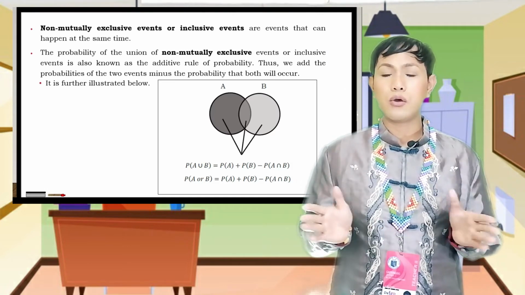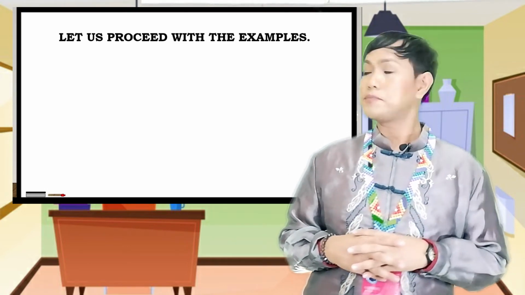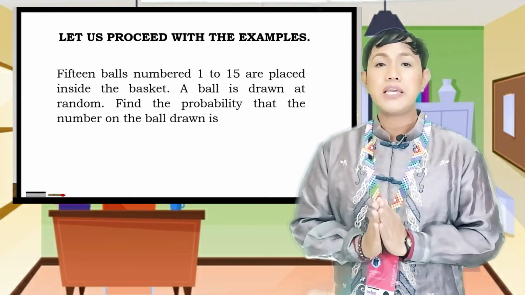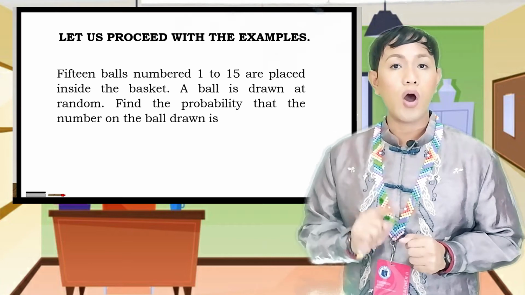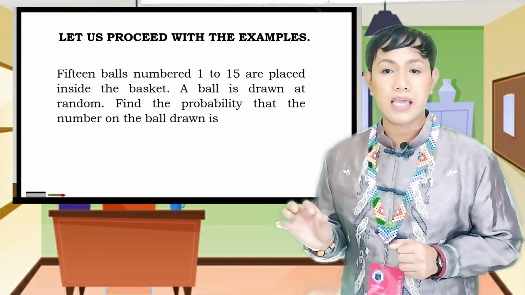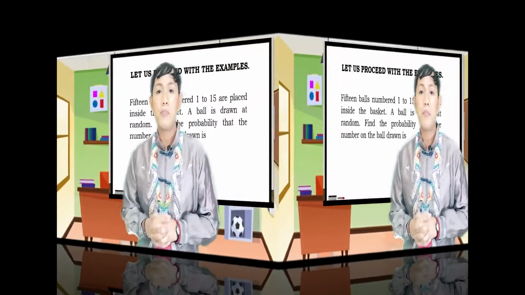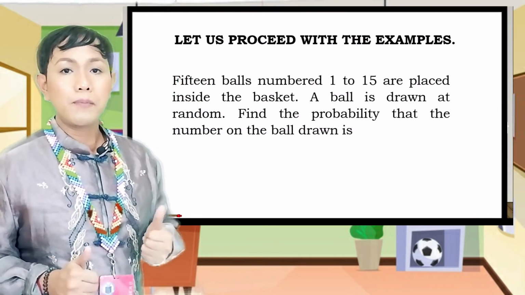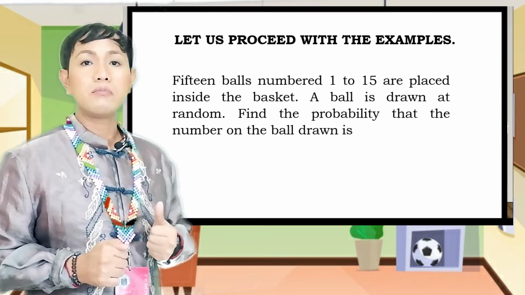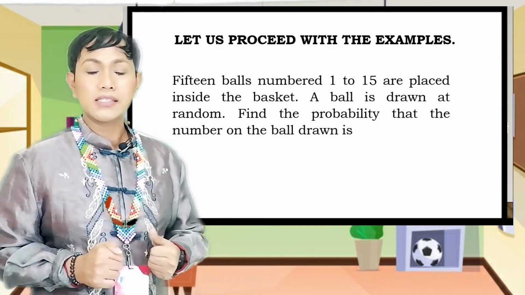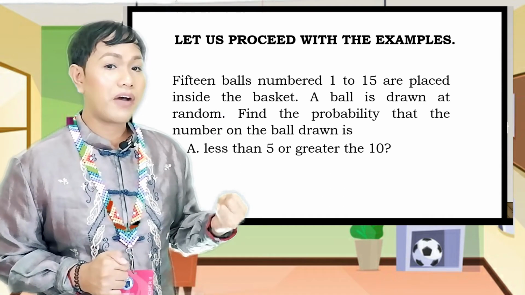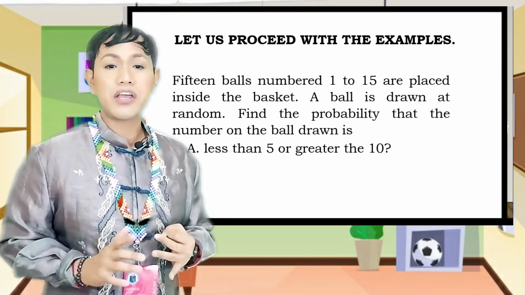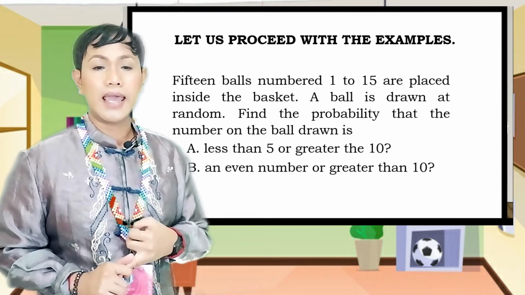So let us proceed with some examples. Example 1. 15 balls numbered 1 to 15 are placed in the basket. A ball is drawn at random. Find the probability that the number on the ball drawn is A, less than 5 or greater than 10. Letter B, an even number or greater than 10.